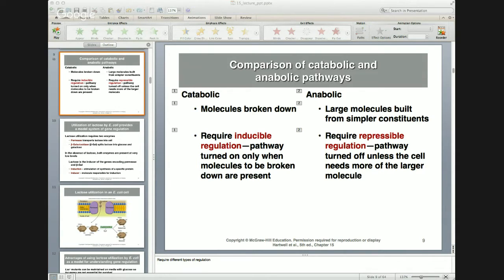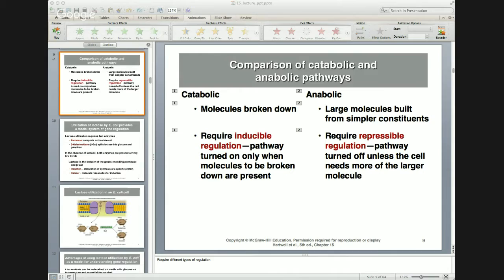So the lactose operon contains 3 structural genes. They're called LAC-Z, LAC-Y, and LAC-A. LAC-Z stands for beta-galactosidase. We saw that. LAC-Y stands for permease. That's LAC-Y. And LAC-A stands for transacetylase. And all 3 are structural genes found on the LAC operon. And so this is the LAC operon showing you the 3 structural genes.